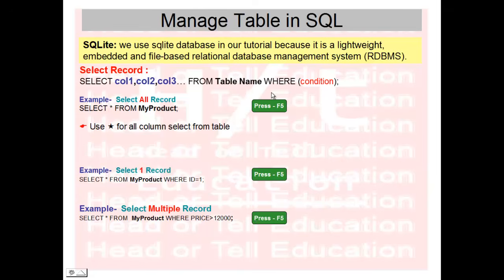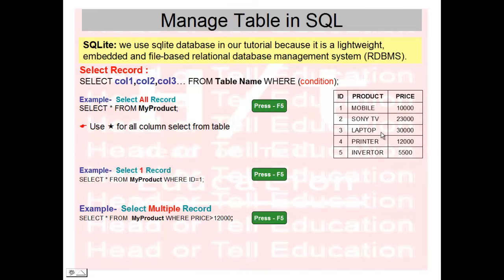The condition part is this: if we have a lot of records and we want to filter some records, we use this condition. So for example, first our example, select all records, means we want to see all records. So the query is select star from my product and press F5. So all the records are coming.